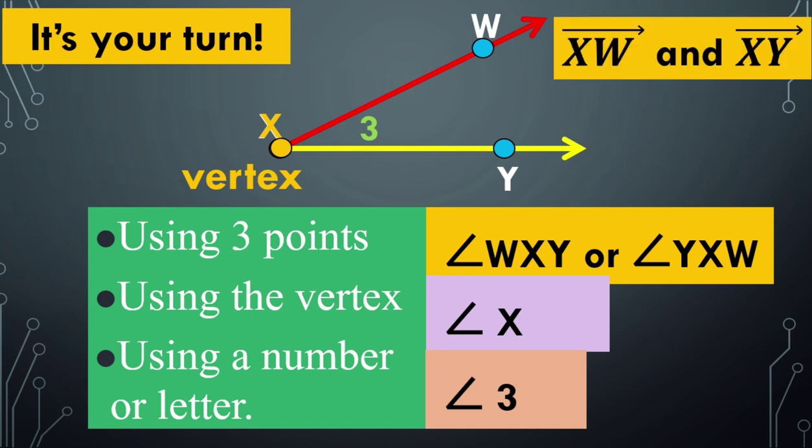Oh, by the way, I forgot. Now, can you name the rays? So, those are ray XW and ray XY. So again, pwede ba natin siyang pangalanan na ray WX? No, because W is not the endpoint. Ray YX? No, because Y is not the endpoint. Just look at the symbol. Look. Nasa symbol mismo yung clue kung ano ang dapat mong unahin. This is the endpoint. This is the arrow or the infinite direction.